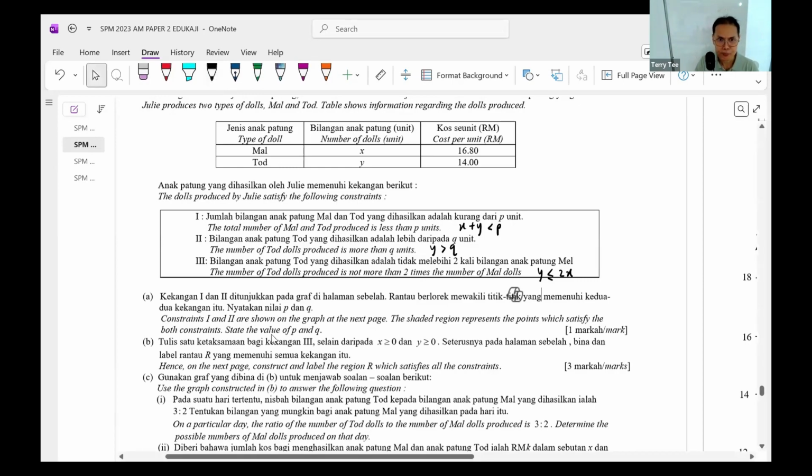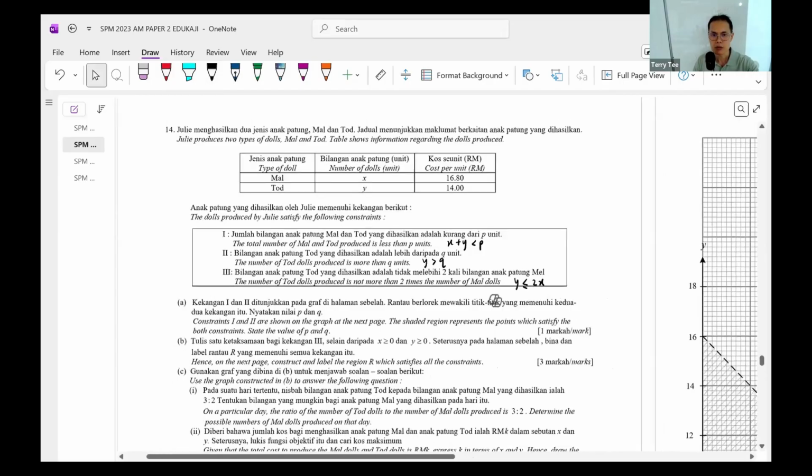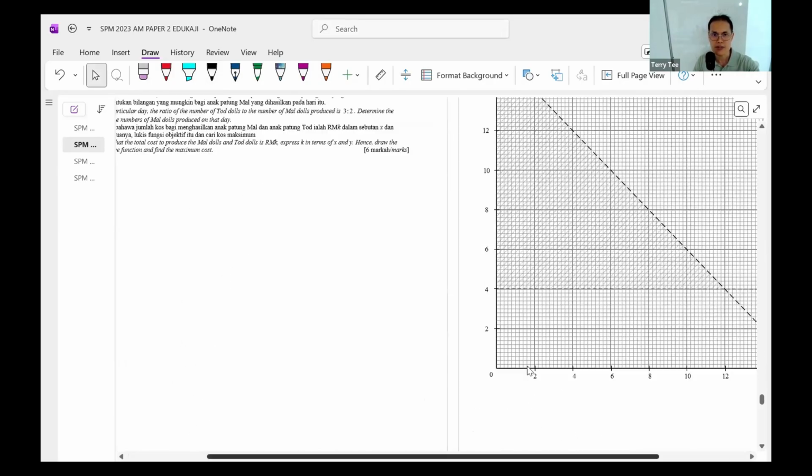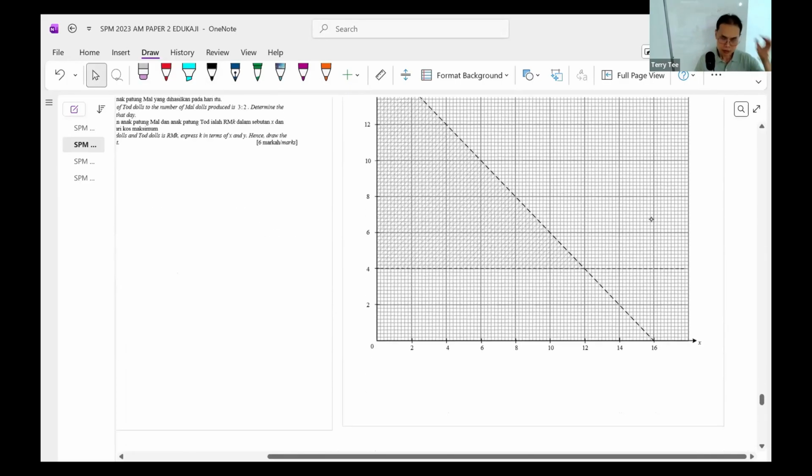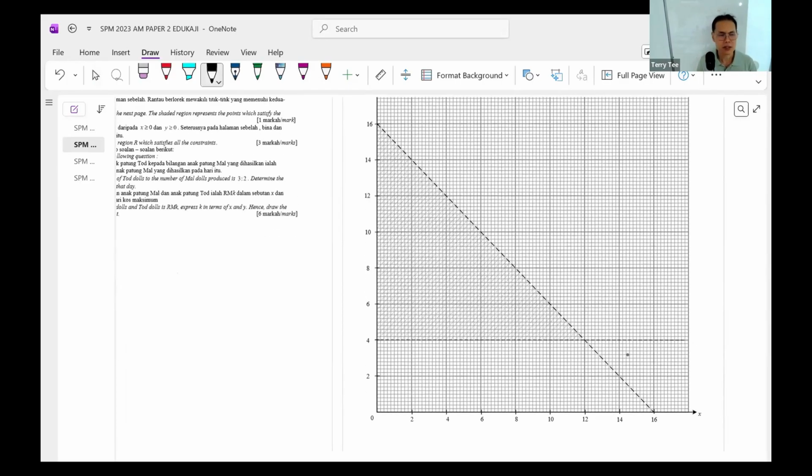Okay, then they say constraint 1 and 2 are shown in the graph on the next page. The shaded region represents the point that satisfies both constraints. Okay, let's see. I hope you can see my graph here. You see, what is this? This is 16, right? See this 16 here? So what is this equation? You all know this, right? That means y equals mx plus c. Your m is what? Negative. What's your c? 16, right? Your gradient is 16 divided by 16. It's going down, it's negative, right? Negative 1, right? Your y-intercept is 16. So you say x plus y is 16.